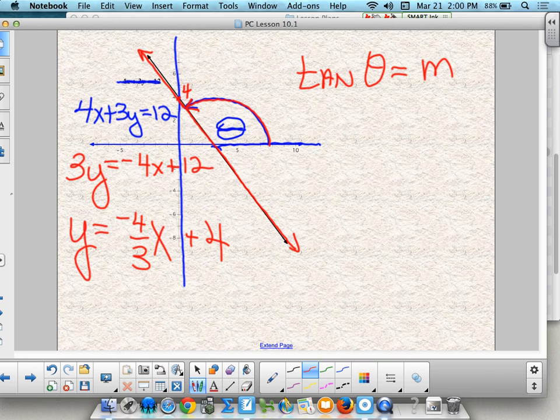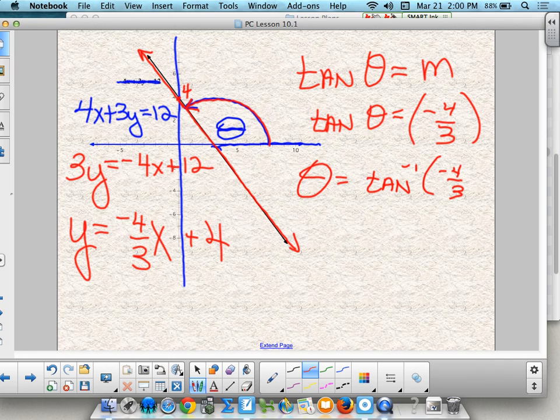So, we'll do it again. Ready? Tangent of my angle of inclination is equal to my slope, negative 4/3. When you punch in negative 4/3, you will get negative 53.1 degrees, which is not obtuse.